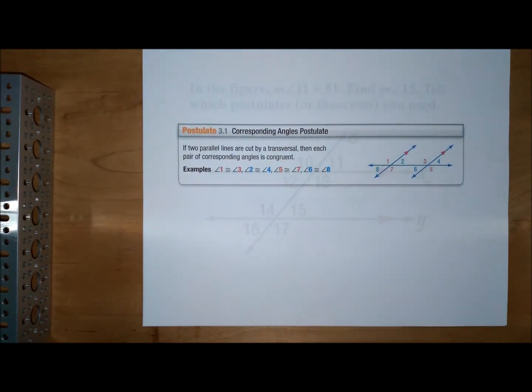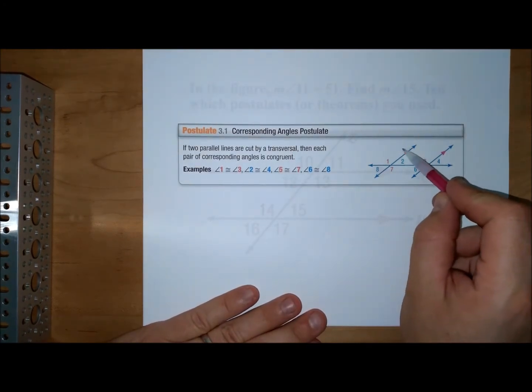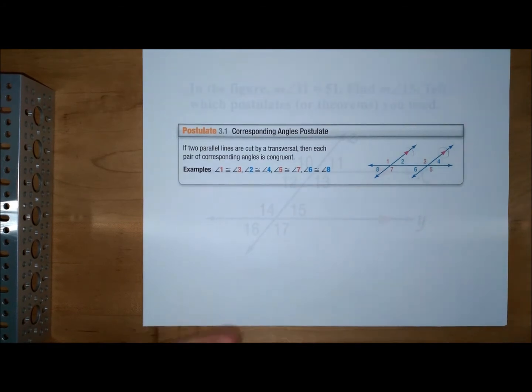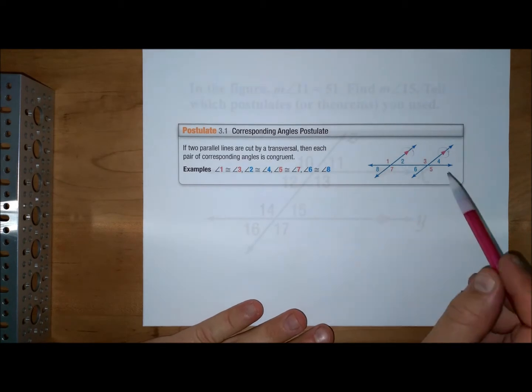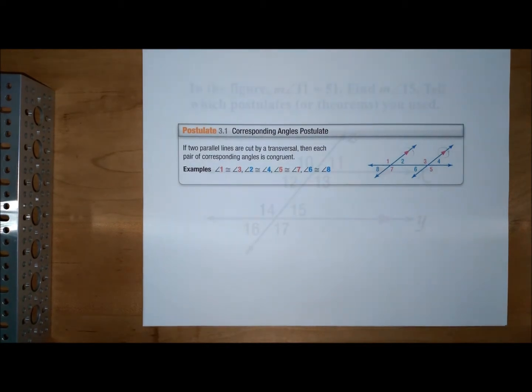And it turns out that if two parallel lines, and we know these are parallel because of these symbols right here, these arrows tell us that these two lines are parallel, are cut by a transversal, then each pair of corresponding angles is congruent.